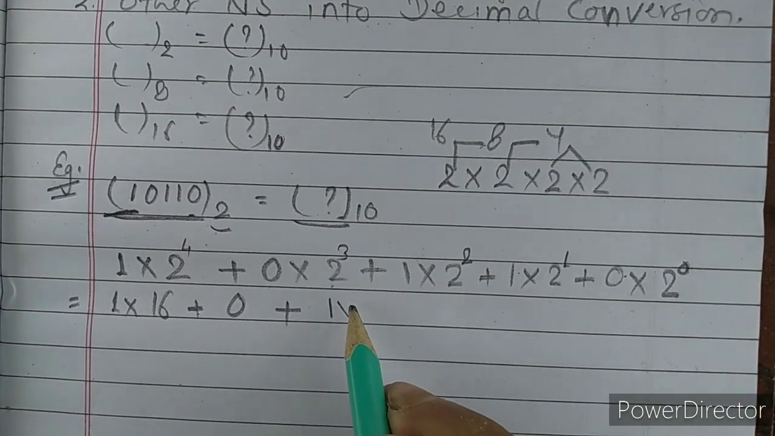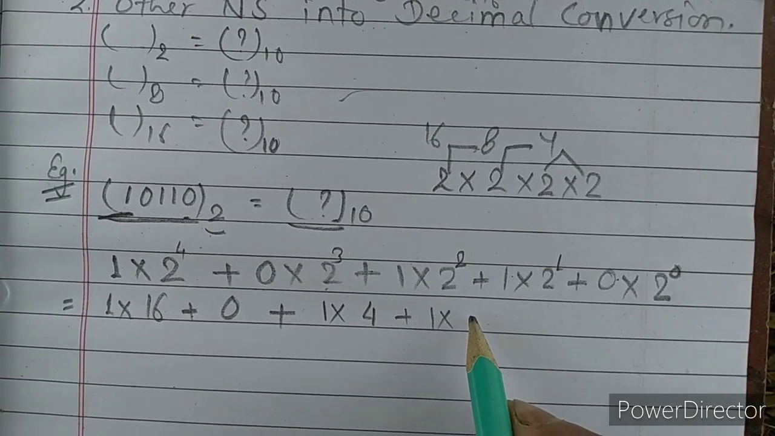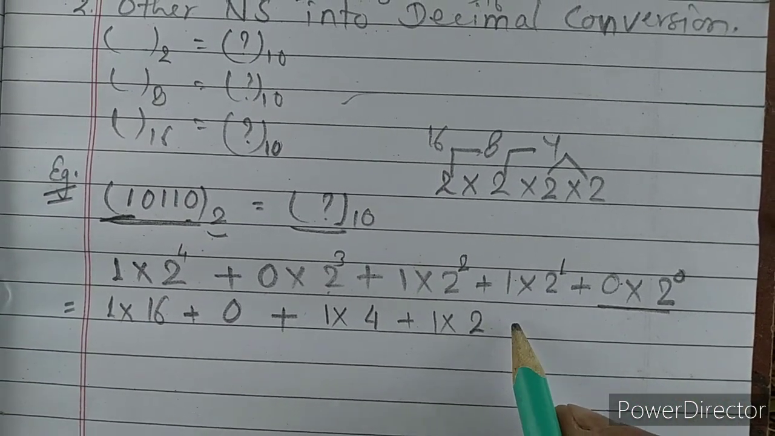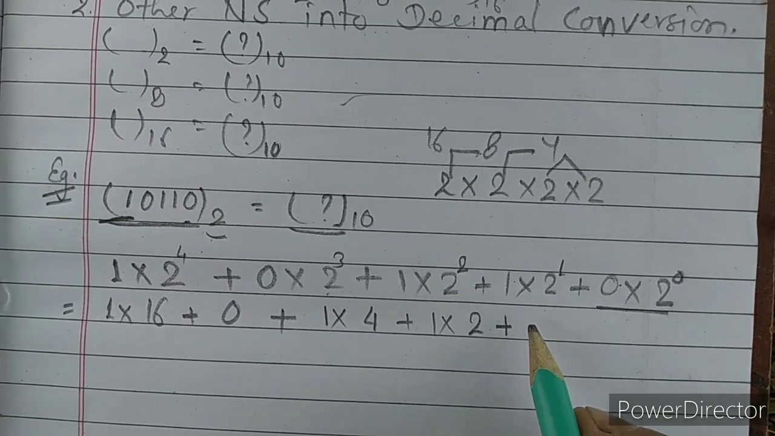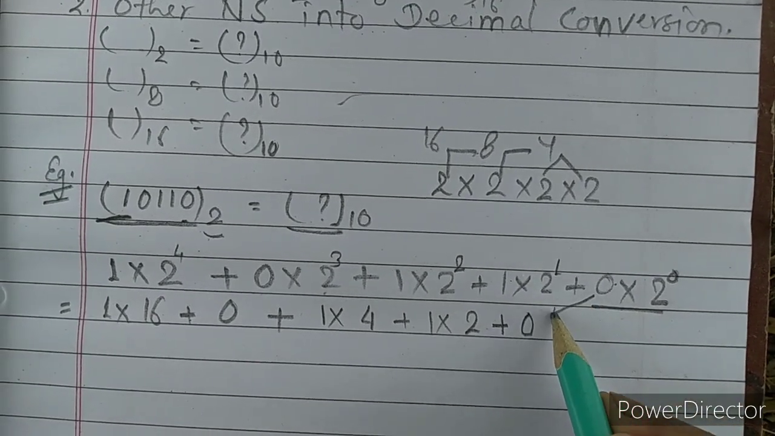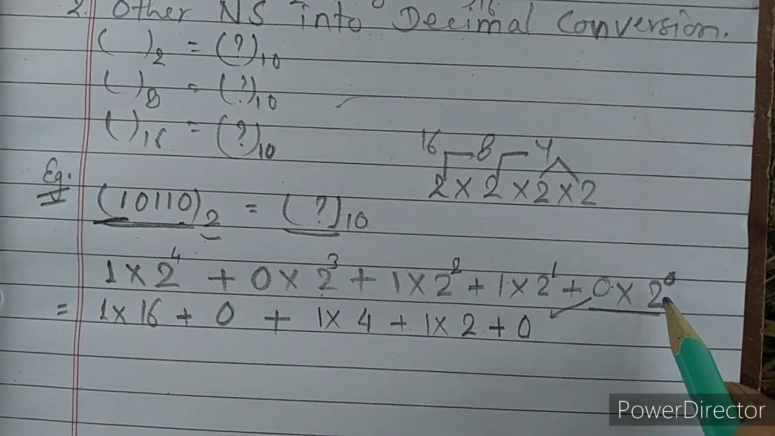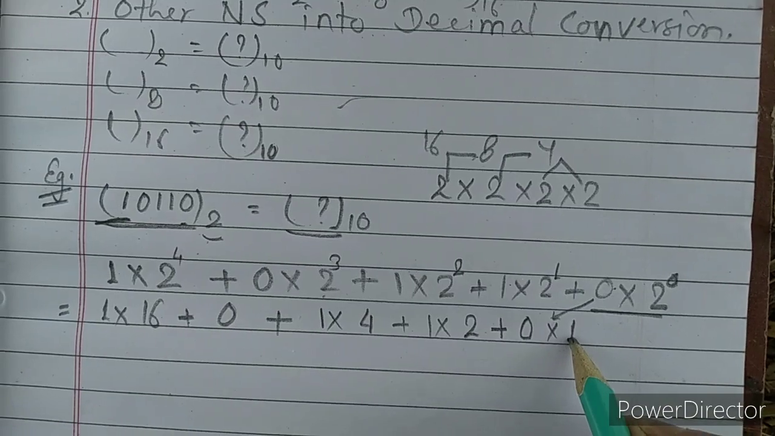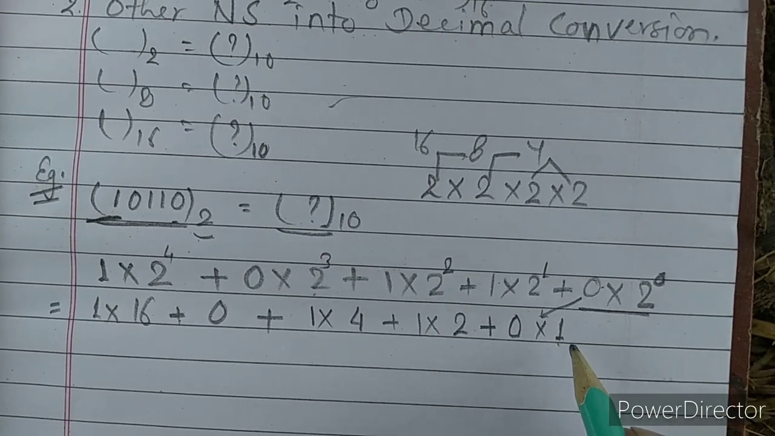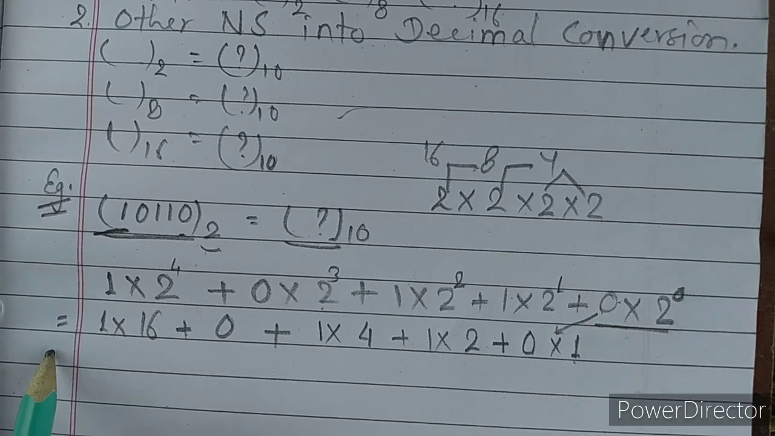Here is 1 into 2 power 2, which means 4, plus 1 into 2 power 1, which means 2, and here again 0, so we can omit this. One important thing I'm going to write here: any number whose power is 0 always has the value 1. So 2 power 0 has the value 1. I show this just for you, but you don't need to write it here, because the multiplier is already 0. In this way you can go.